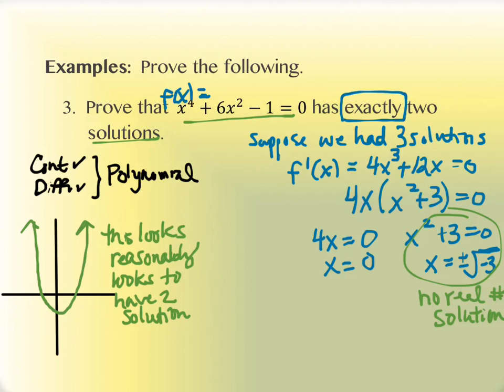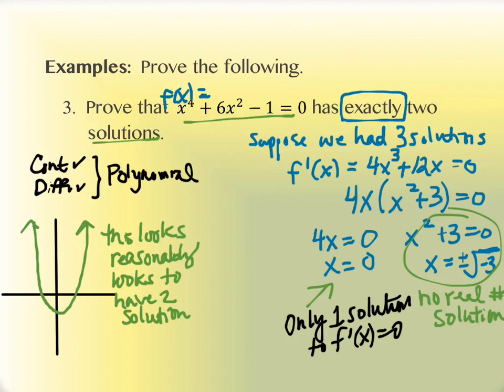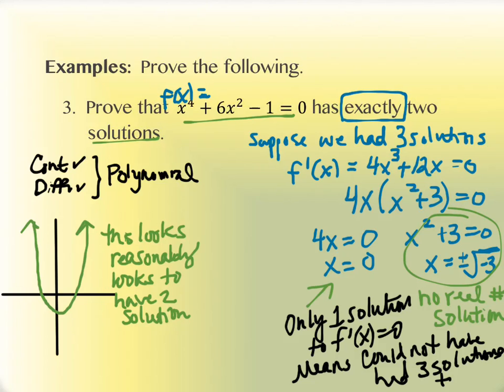What does this tell us? How many solutions did I have? One. There's only one solution here. So there's only one solution to f prime of x equals 0, which means that we could not have had three solutions to f of x, which was the premise that we started with up here.